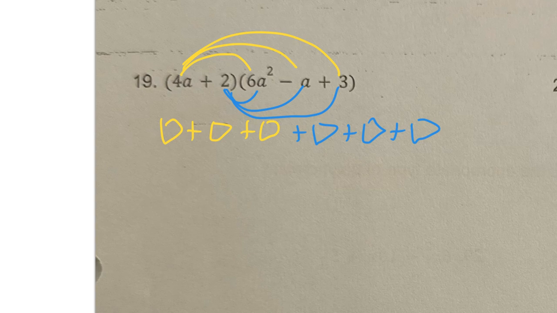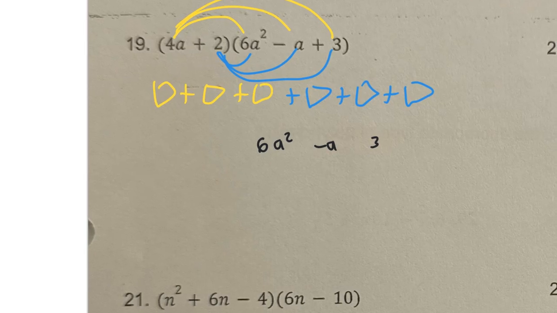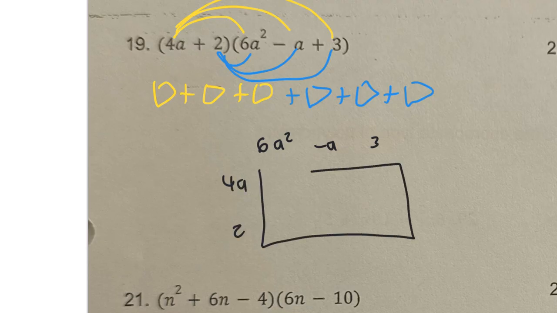So, how do you do it? Well, you put the long thing across the top. That's this. And you just kind of list the terms. It's a 6a squared, it's a negative a, and it's a positive 3. So I just simply write the terms. And then down the side, I write these terms, the other terms. And I make a box.